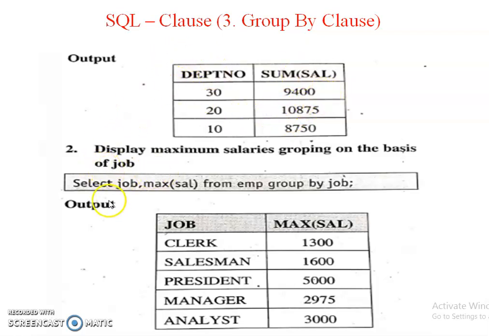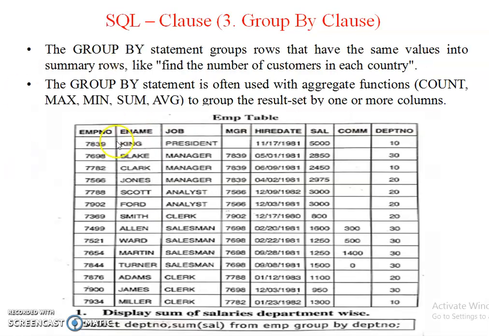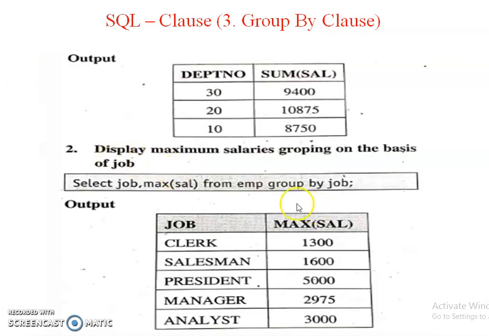Now the second query: display the maximum salary grouped on the basis of job. For that we write the query select job, maximum salary from the employee table, group by job. The output is here, displaying the maximum salary grouped on the basis of job.